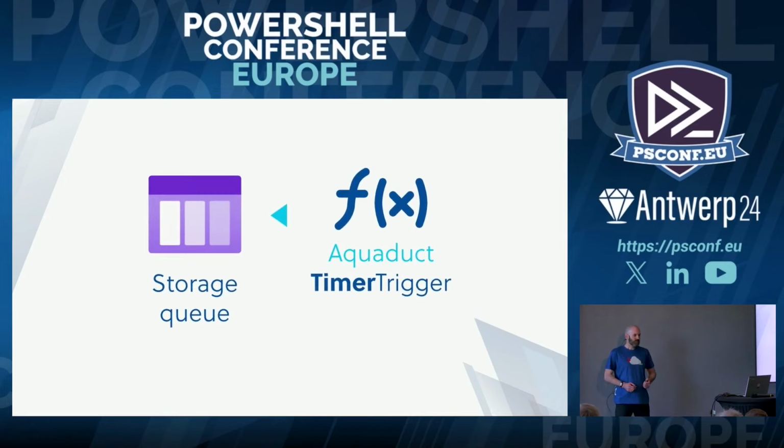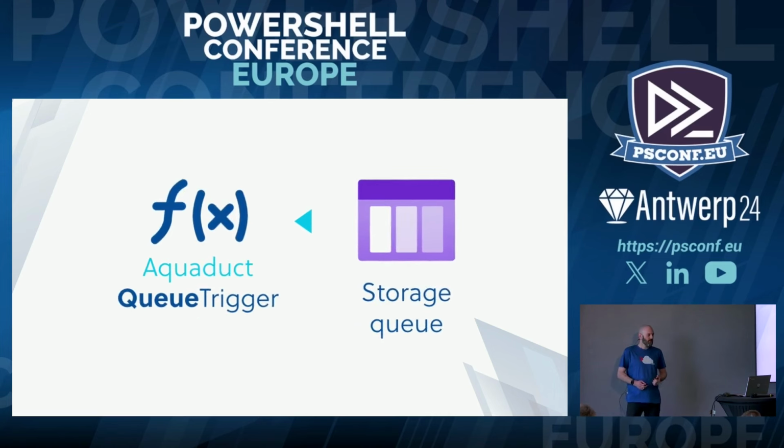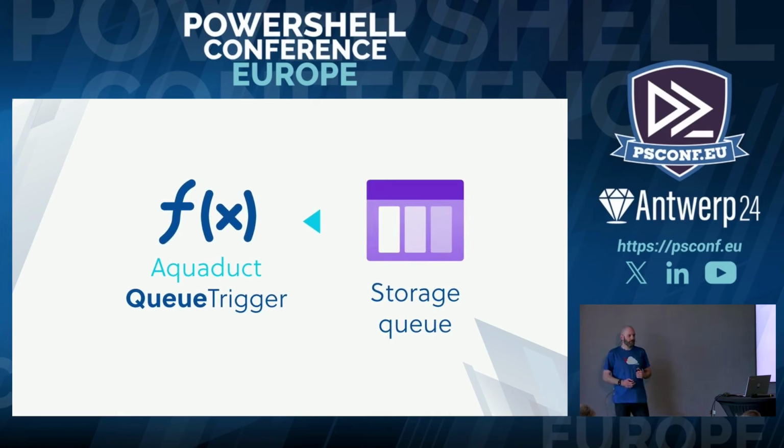Then there's Aqueduct itself. It's an Azure function, a function app with two functions inside. At first, there's the timer trigger. It triggers every 30 minutes, but it can be any value that makes sense. It scans the organization and sees what work needs to be done. It creates single messages for every synchronization that needs to be happening, and it puts them in a storage queue. And from there, the queue trigger picks it up.